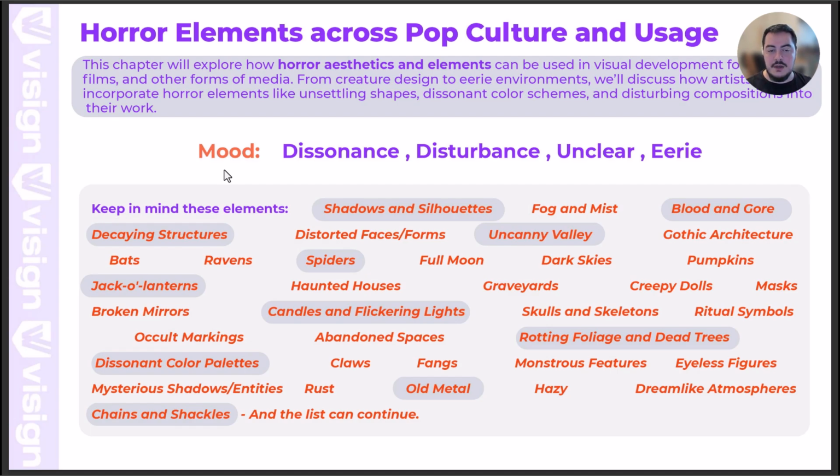Of course, the main thing we have to understand here is mood itself: we have dissonance, disturbance, clear, and eerie. These are key words for this type of genre. Maybe you can save this page, because it's very useful and easy to understand. When you're looking for references, these are the things you have to search for. You can use them as keywords and so on.